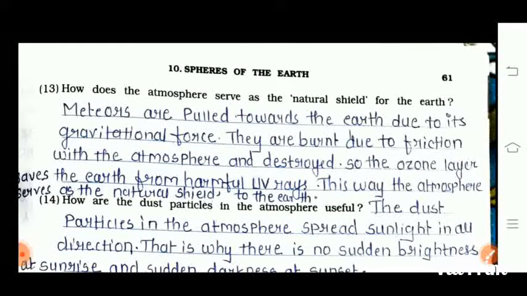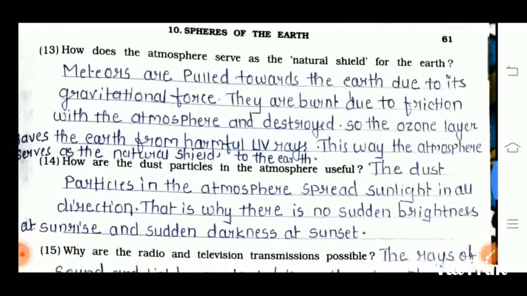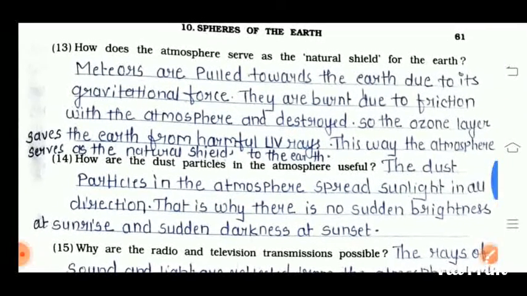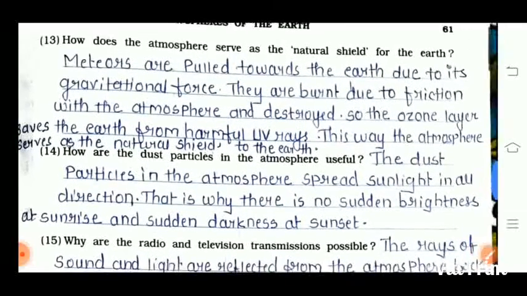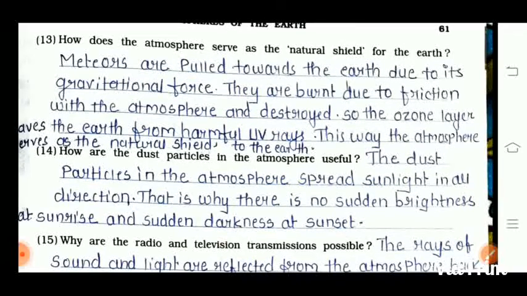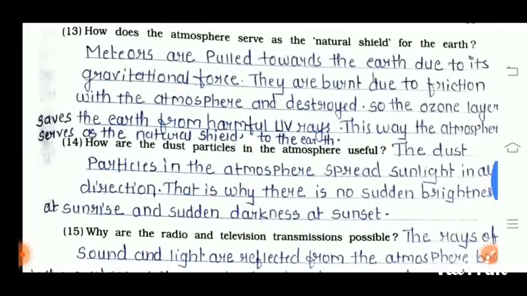How does the atmosphere serve as a natural shield for the earth? The meteors are pulled towards the earth due to its gravitational force. They are burned due to friction with the atmosphere and destroyed. So the ozone layer saves the earth from harmful UV rays. This way the atmosphere serves as a natural shield to the earth.